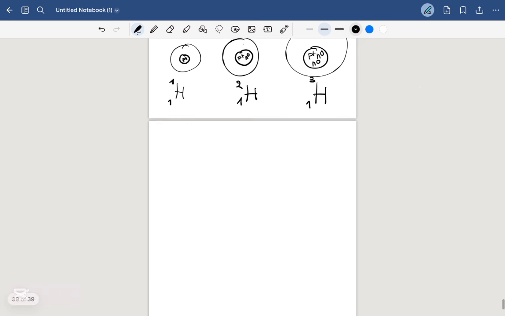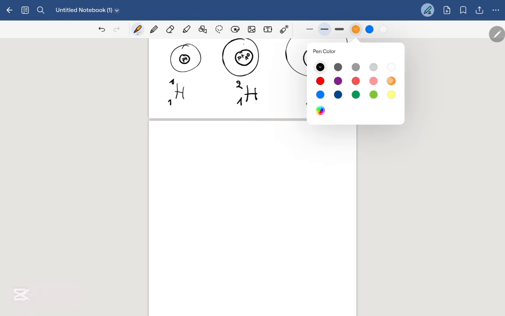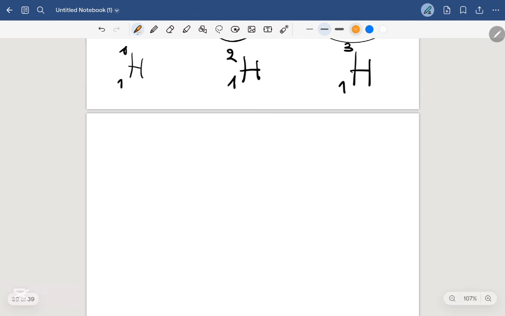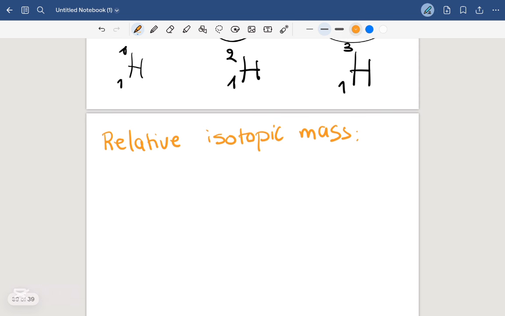Now we move on to a very, very important concept, which is known as the relative isotopic mass. What is the relative isotopic mass? So the relative isotopic mass is very simply the addition of a mass multiplied by its percentage to another mass multiplied by its percentage.